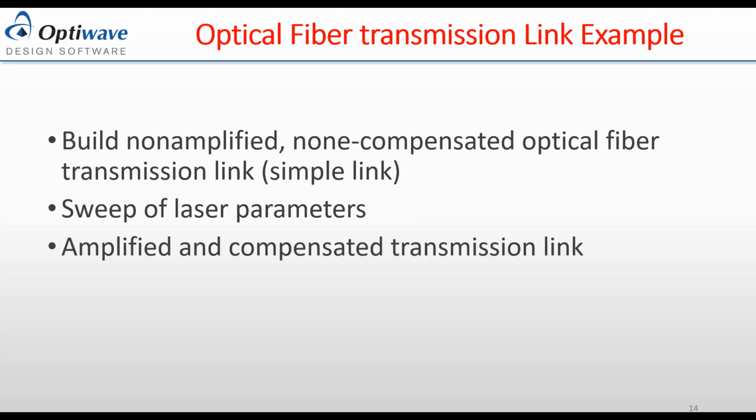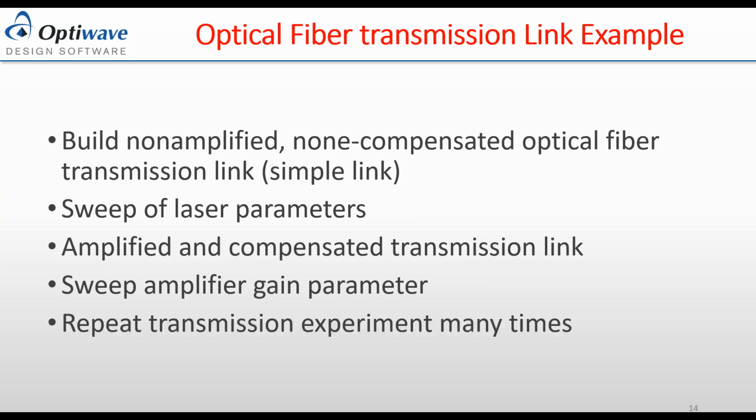And then next, we amplify and compensate for dispersion in the link. We change the gain of the amplifier and look at the performance as the gain changes. So we sweep the gain, and then we do another experiment where we keep the link without sweeping. However, we repeat the transmission experiment many times, and we look at the effect of the randomness of the noises generated in the system and how they affected the results.